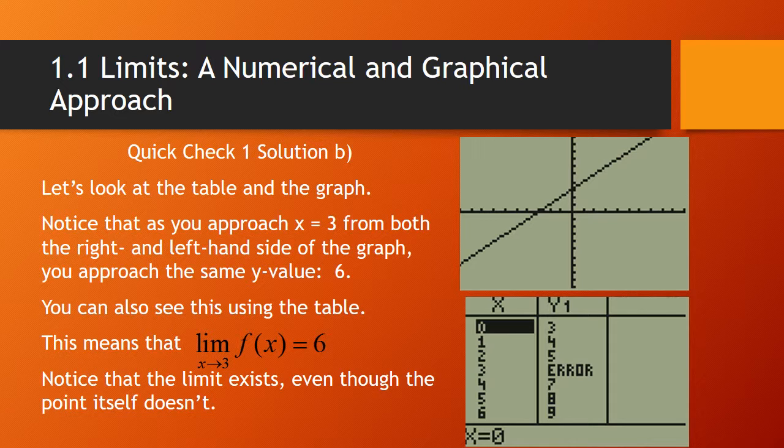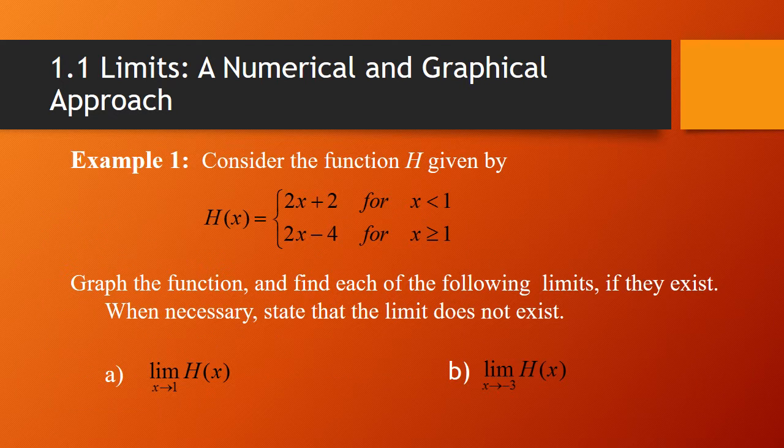So the limit of f of x as x approaches 3 is 6, which, notice, means the limit exists even though the point itself doesn't. And that's why we said that x is approaching 3, but it doesn't ever actually have to get there. And that's the idea behind limits. It could get there, but it may not. And we could still find the limit even if the function doesn't exist at that point, just like we found here.